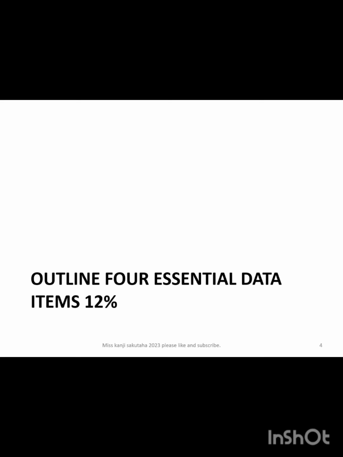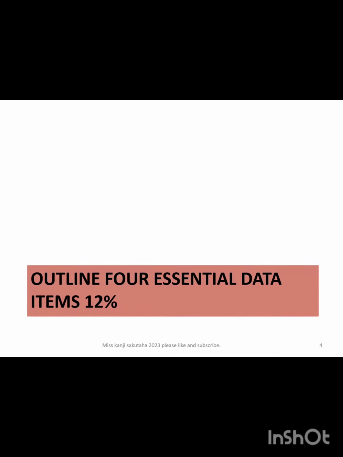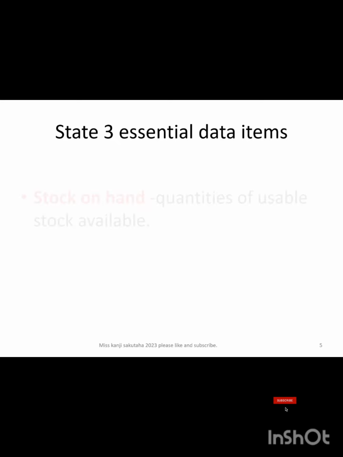Then if they say state or outline the 4 essential data items, you have to explain. You mention the essential data items and then you put an explanation towards each one. So, outline 4 essential data items. Number 1, stock on hand.